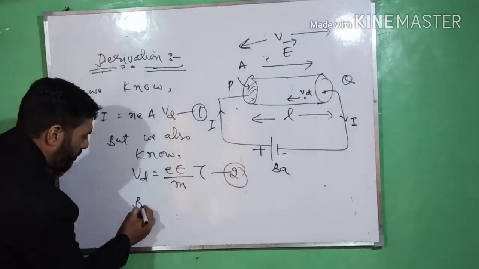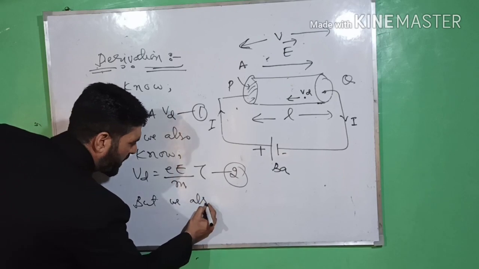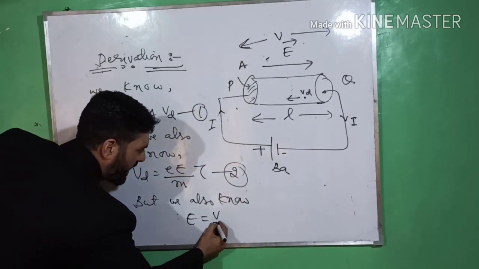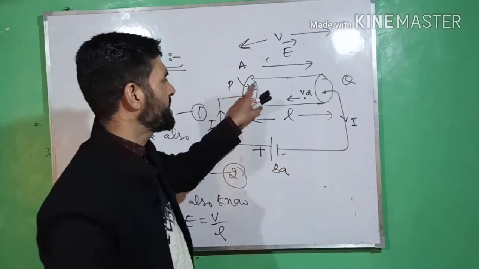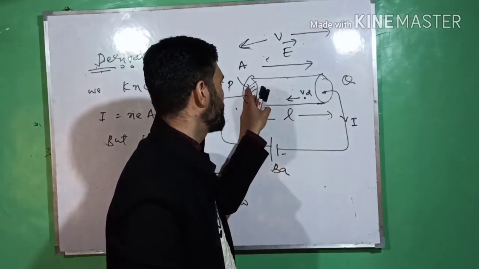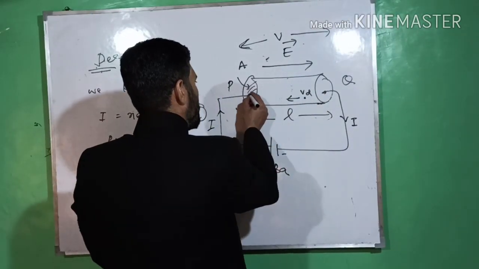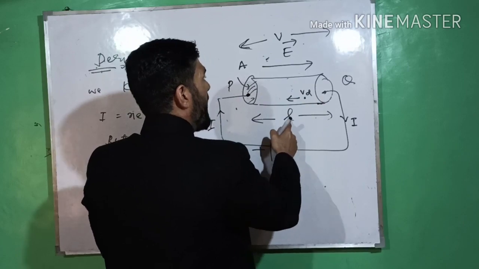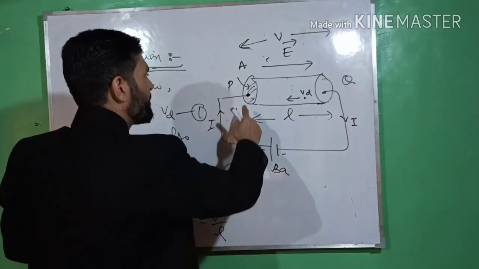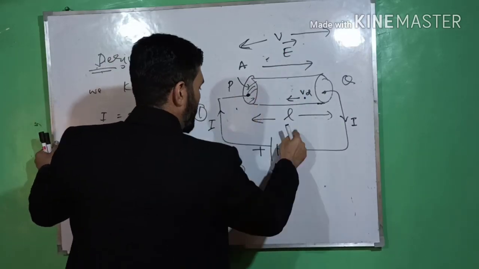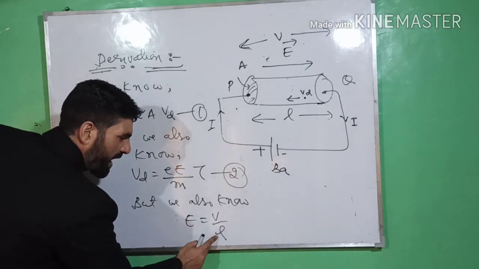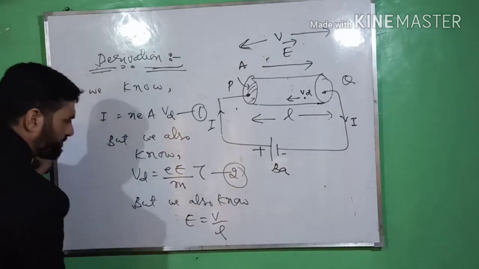But we also know that E is equal to V by L. The potential difference between this point P and this point Q is V, and the distance between P and Q is L. So what is the field? This electric field is E equals V by L, voltage divided by the distance between the points.